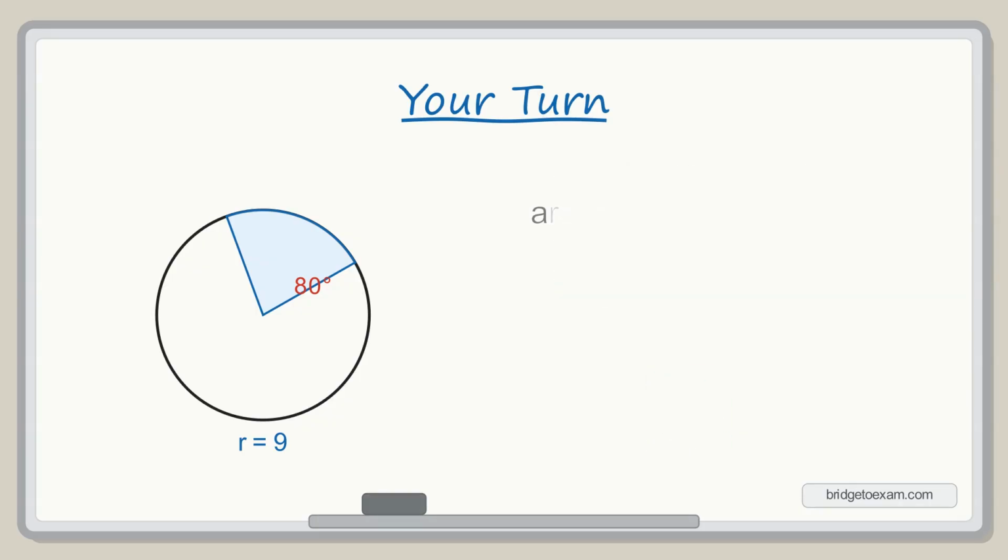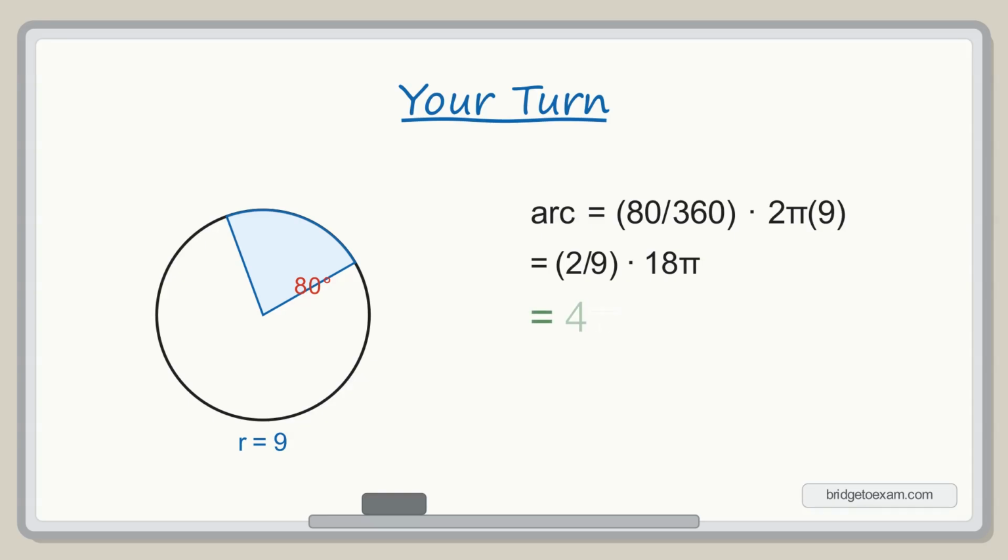The fraction is 80 over 360, which simplifies to 2/9. Multiply that by the full circumference, 2 pi times 9, or 18 pi. 2/9 of 18 pi is 4 pi.